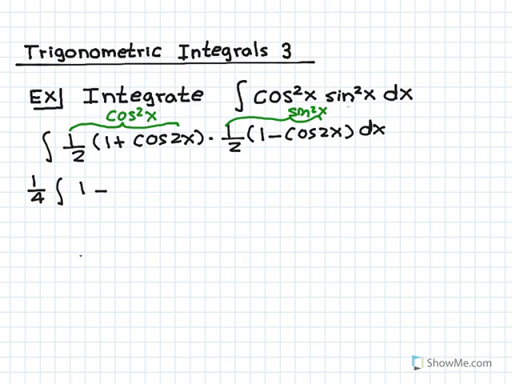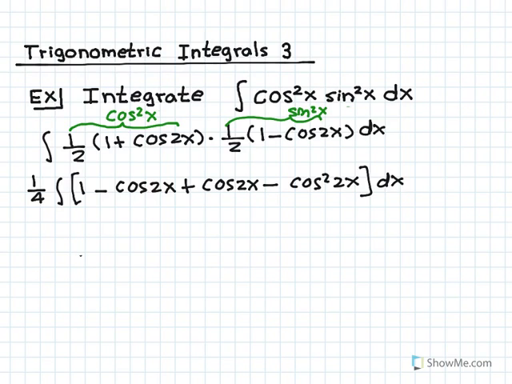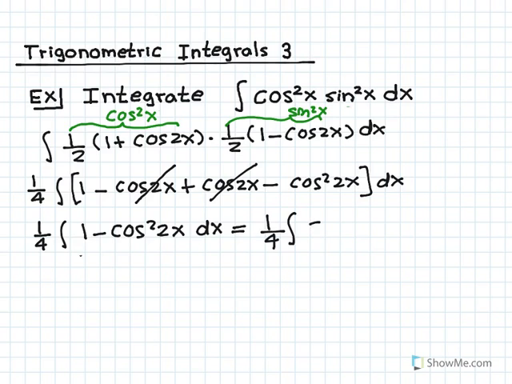We get 1/4 integral, and we can just fold this out. We get 1 minus cosine 2x plus cosine 2x minus cosine squared of 2x, integrated with respect to x. We can simplify this. Cosine 2x cancels with minus cosine 2x. We get 1/4 integral of 1 minus cosine squared of 2x. And we can just apply a trig identity. That's 1/4 integral of sine squared of 2x.